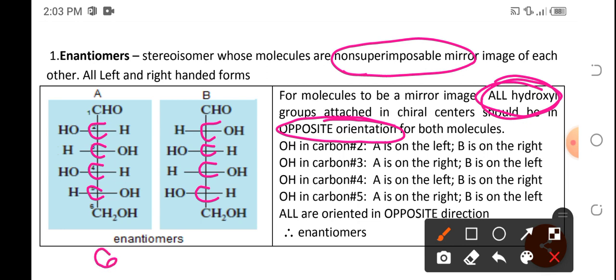Ilan ang kanyang hydrogen? 1. Okay, so you have 1, 2, 3, 4, 5, 6, 7, 8, 9, 10, 11, 12. So that is C6H12. And oxygen is 6. Okay. Looking at molecule B, so we have 6 carbon atoms as well. Hydrogen is also 12. And oxygen is also 6. So they share the same molecular formula.